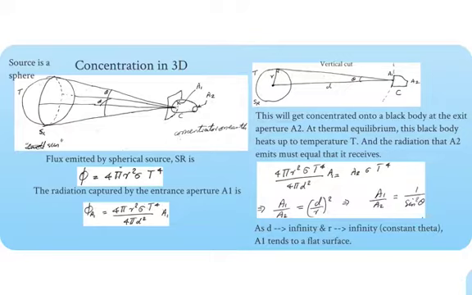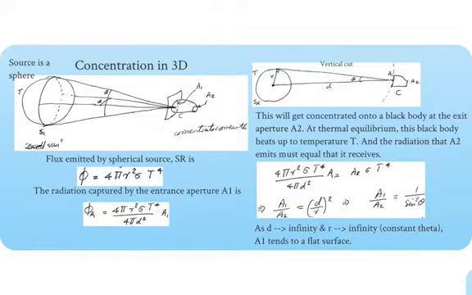Okay, so the flux emitted by the spherical source is just the same as before, sigma T raised to 4 times the surface area. So the surface area of the sphere is 4 pi r squared. 4 pi r squared times sigma T raised to 4. The radiation captured by the entrance aperture A1 is 4 pi r squared sigma T raised to 4, which is total, spread over this big giant sphere, okay, divided by the area of that big giant sphere, 4 pi d squared, multiplied by the area of the CPC input area. So that's the fraction that's collected. Okay? This is the fraction of this divided by the whole huge sphere.